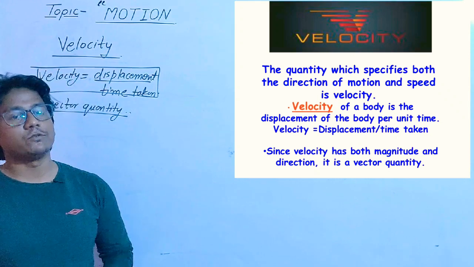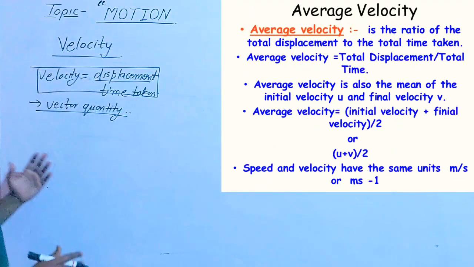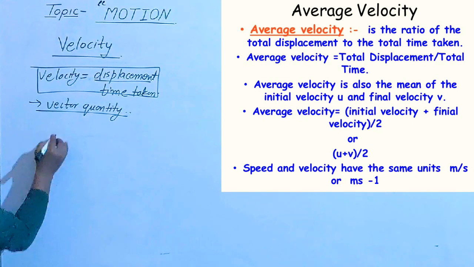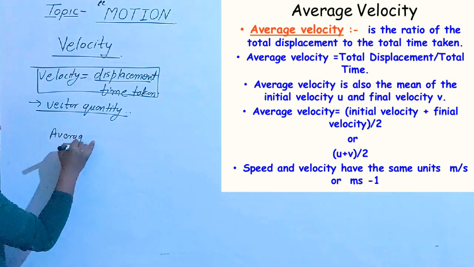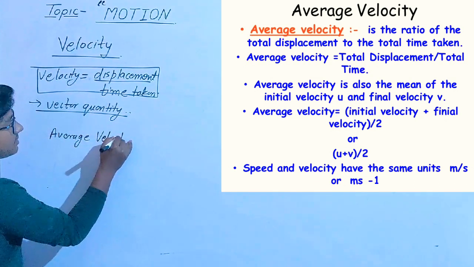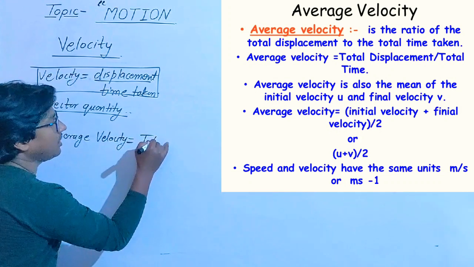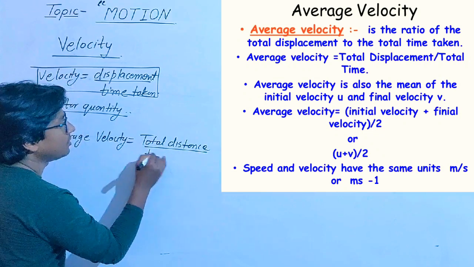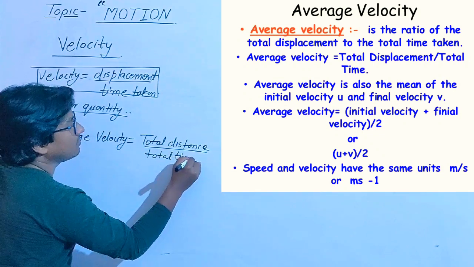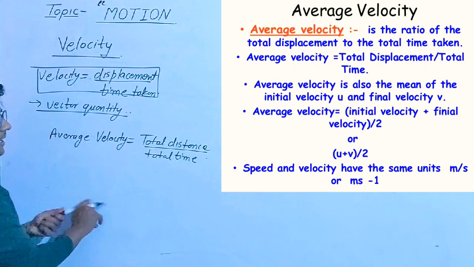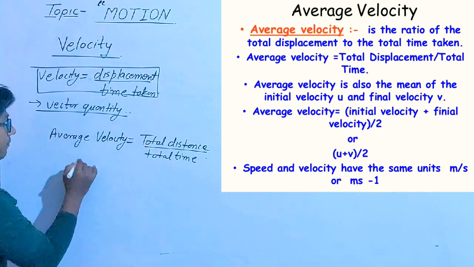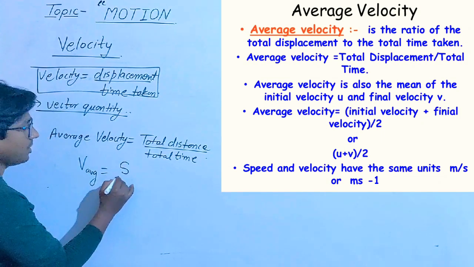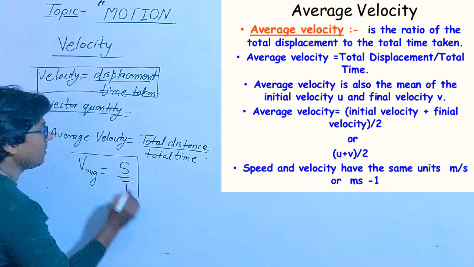Sometimes in equations we have to calculate the average velocity. So the formula is: average velocity is total displacement upon total time, or also we can say V average is equal to total distance, we can say S, upon total time.